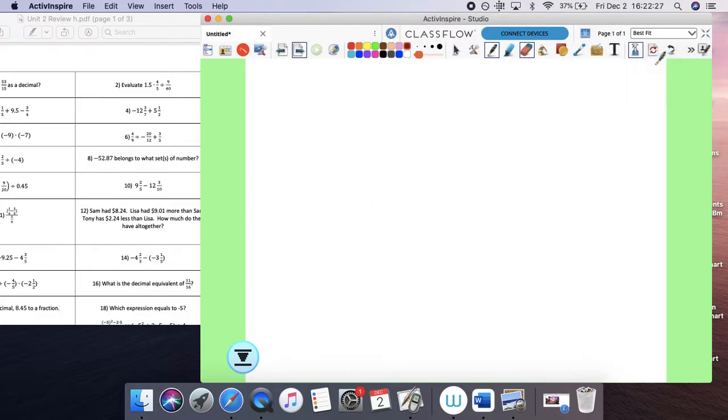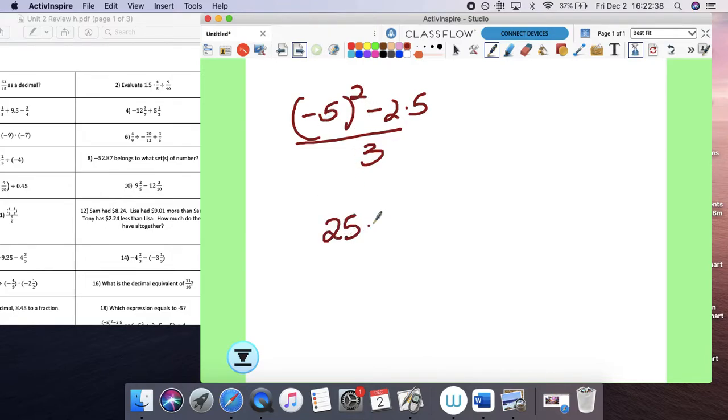Which of these two expressions equals negative 5? So let's do the first one. Negative 5 to the second power minus 2 times 5 over 3. Well, negative 5 to the second power is 25. Minus 2 times 5 is 10. 25 minus 10 in the numerator is 15. Divided by 3 equals 5. So this equals 5, which is not negative 5. So obviously it is the one to the left. I'm sorry, to the right, but I'm going to confirm.